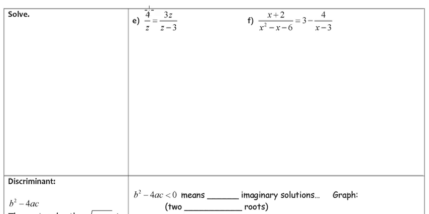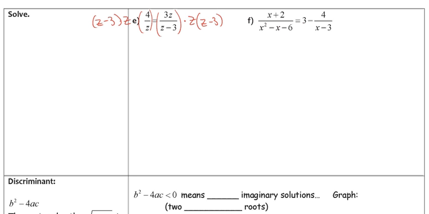And remember, fractions, they're just division problems. So if we have divided by z here, how do we get rid of it? Well, we multiply both sides by z. Likewise, if I want to get rid of it being divided by z minus 3, then I multiply both sides by z minus 3.